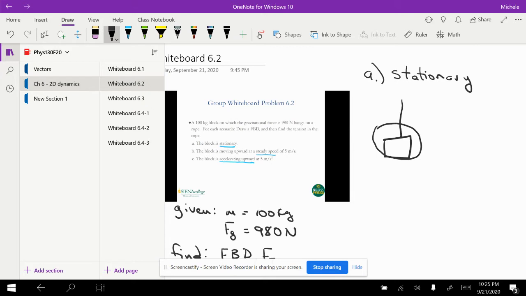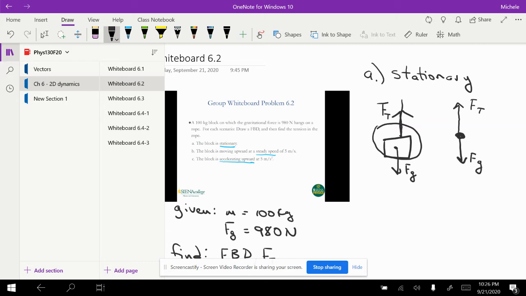Since the block is hanging, there's no normal force. There's no compression force of the ground. The only thing acting on the block is my force of tension, because that's a touching, contact force. So that's my force of tension and my gravitational force. Then I'm going to bring this over to a free body diagram. I put my block at its center of mass right there. This is my force of tension, and this is my force of gravity.